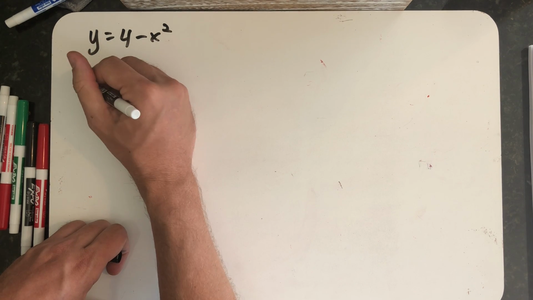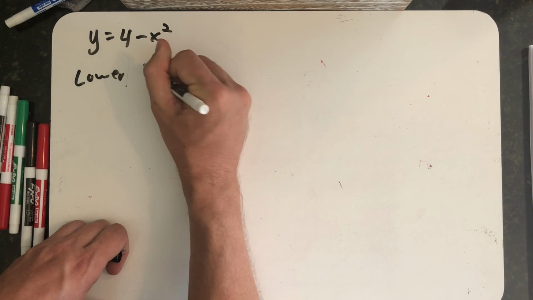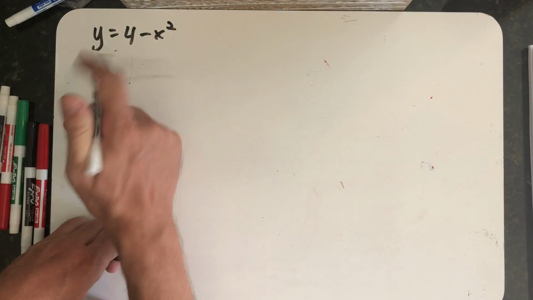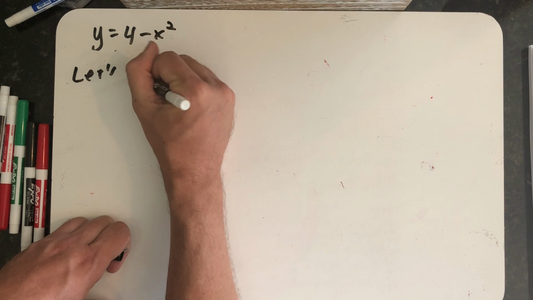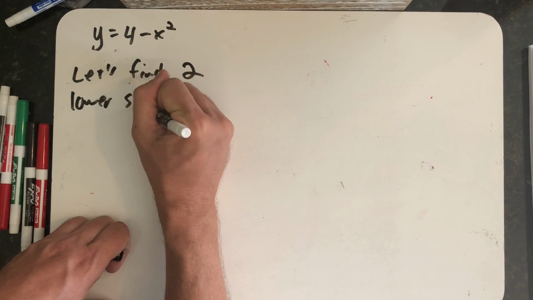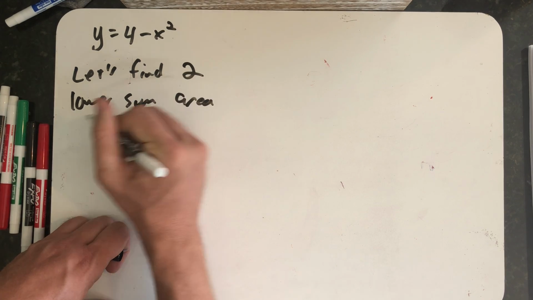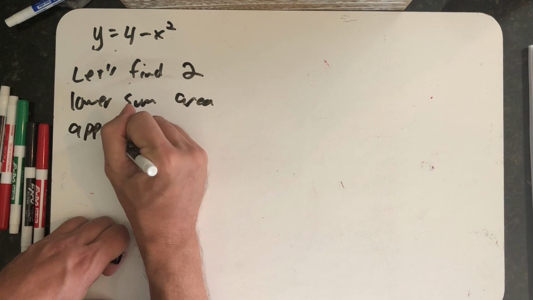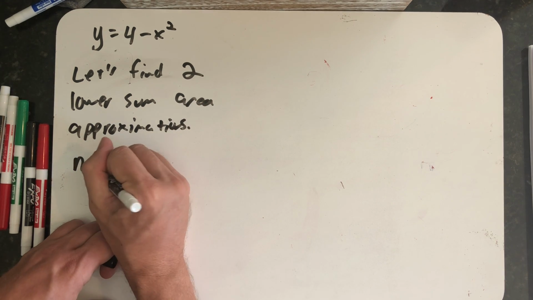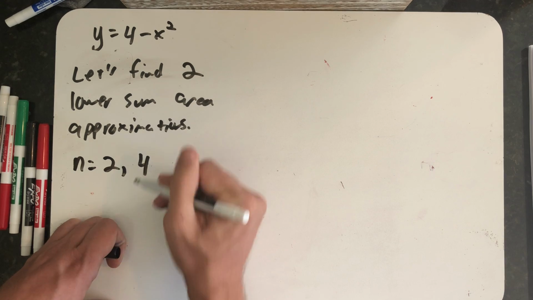And I want to find two lower sums. So let's write that down a little more formally. Let's find two lower sum area approximations. One with 2 rectangles and one with 4 rectangles.